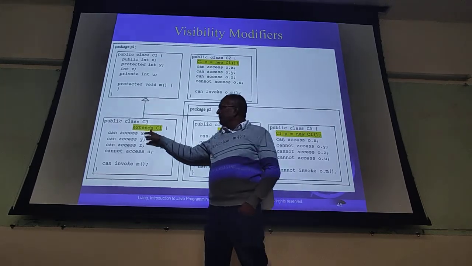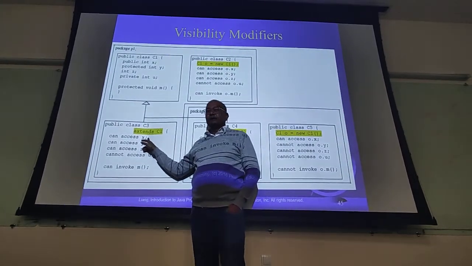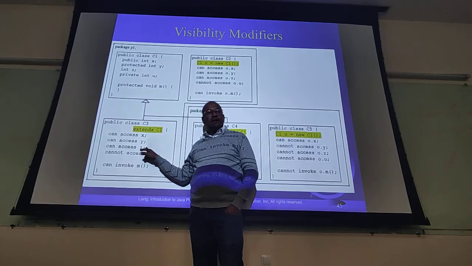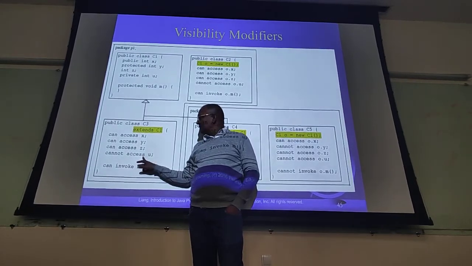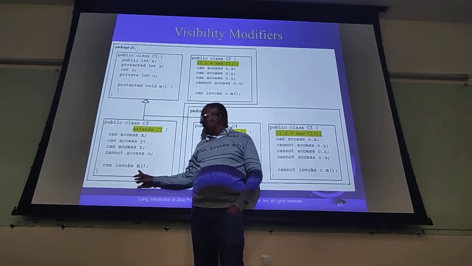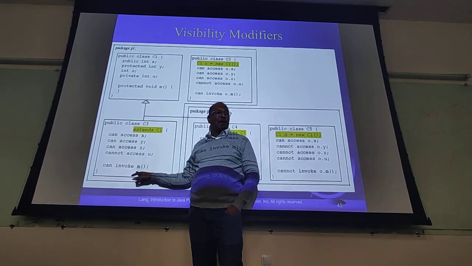Okay. Here, can you access X? Y? Z? All three possible. But U? No, not. M also possible. Why? Because subclass.